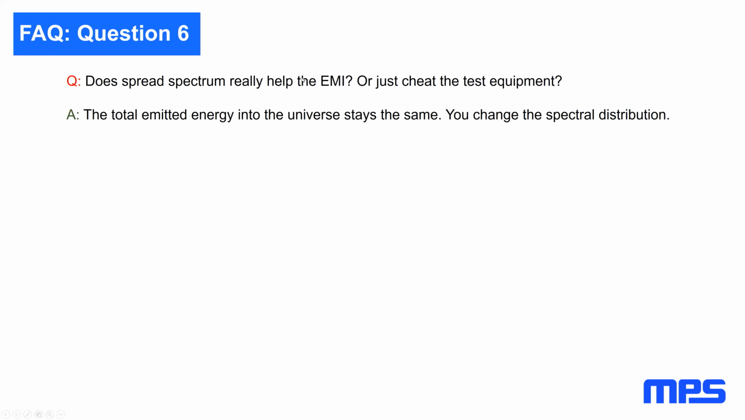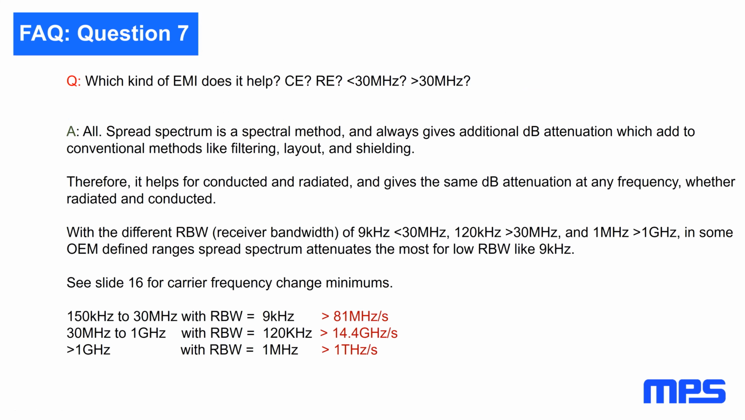Does spread spectrum really help on EMI, or is it just a cheat on test equipment? I mean, the energy you create and emit to the universe will be the same. However, the test equipment, our EMI receiver, which tells us if we pass or fail, will get different results. So you can answer that yourself. In which area does spread spectrum help? Conducted emission, radiated emission, below 30 megahertz or greater, it helps everywhere.